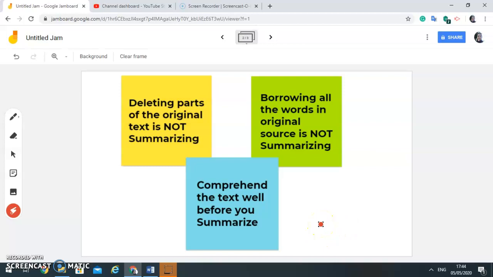What you need to do, firstly, is to comprehend the text well before you'll be able to summarize it. Now, I think this is the first and most important problem that you guys have. You all are not getting the point of the text. You're not comprehending the text. So I do believe that you can read the text well, but I'm not quite sure whether you understand the text or not. So you need to comprehend the text first.